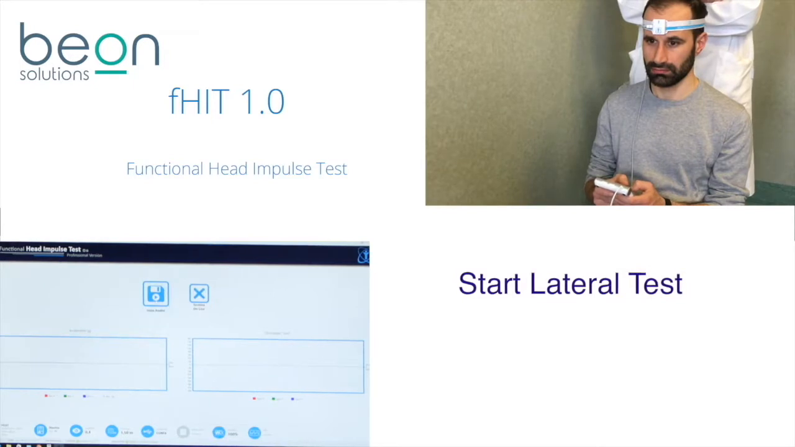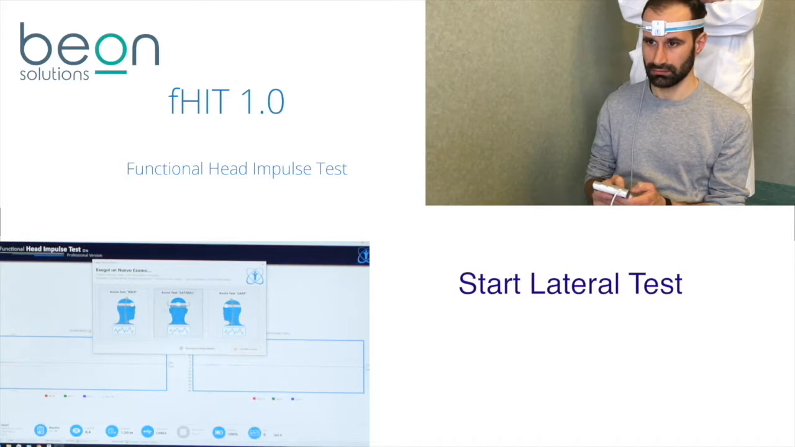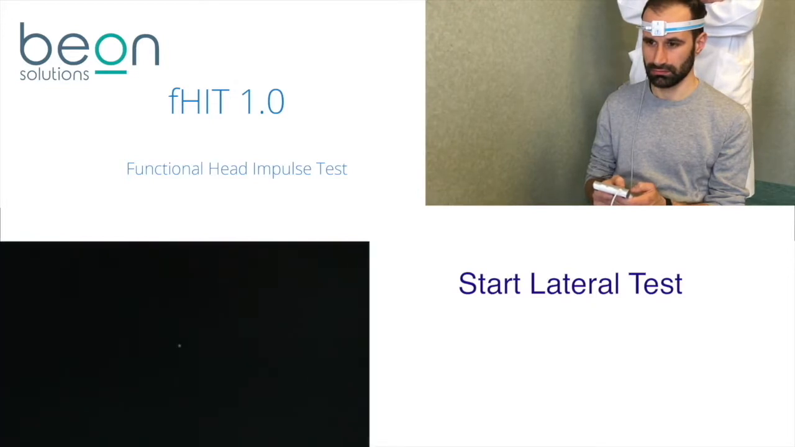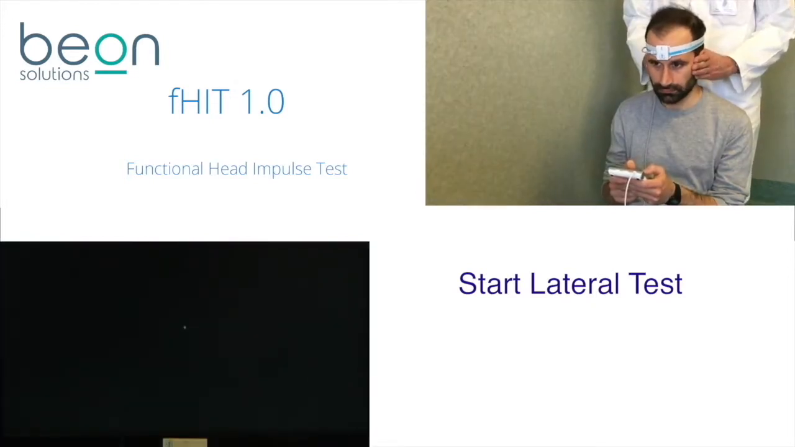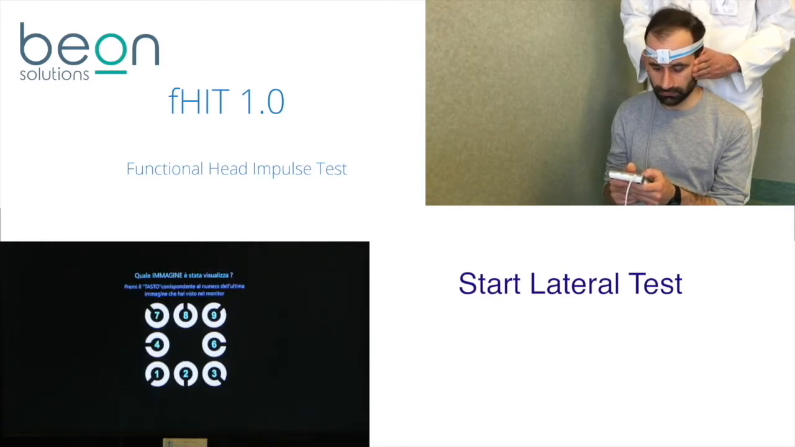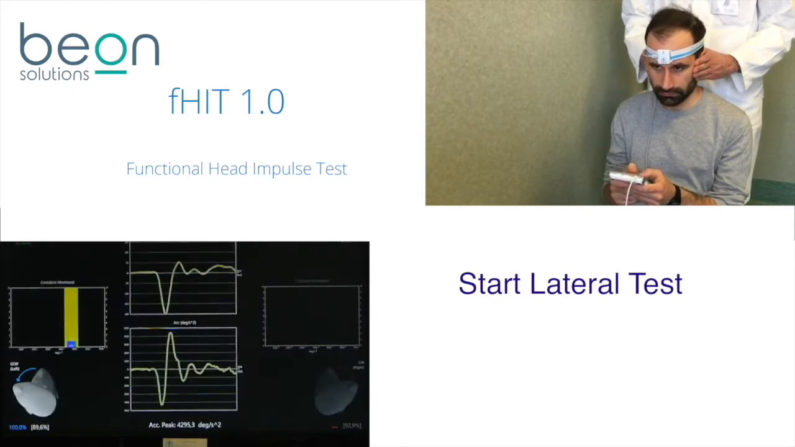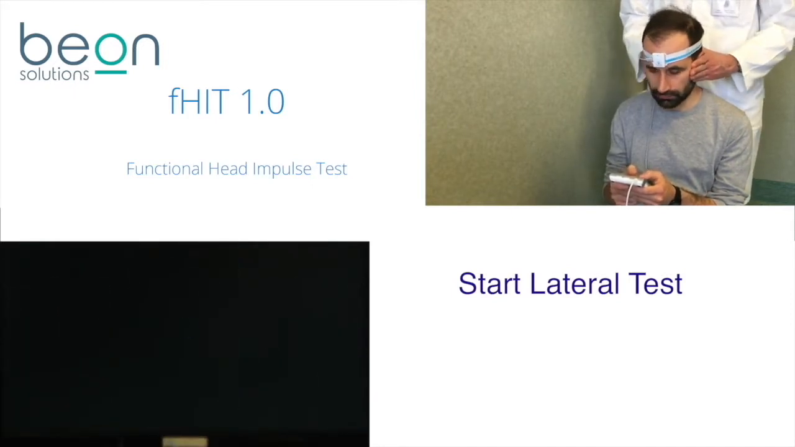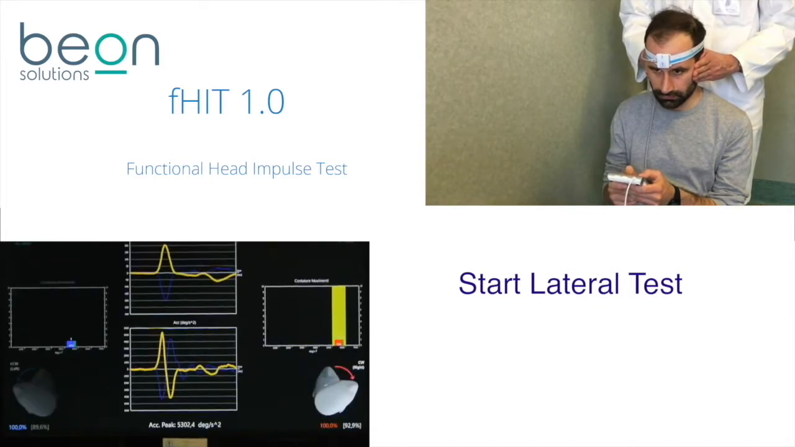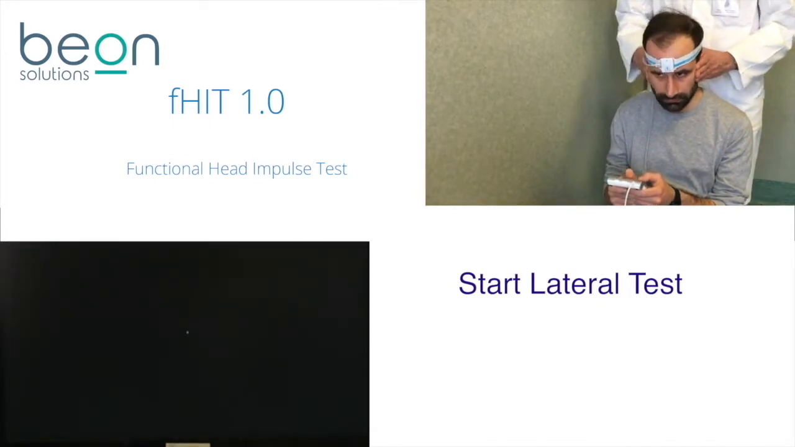Once the dynamic test begins, the head-worn sensor is activated, and during each head impulse, an image briefly appears on the screen in front of the patient. In the following screen, the patient is asked to identify which optotype he's seen by using a small, customized numeric keypad that he holds in his hands.